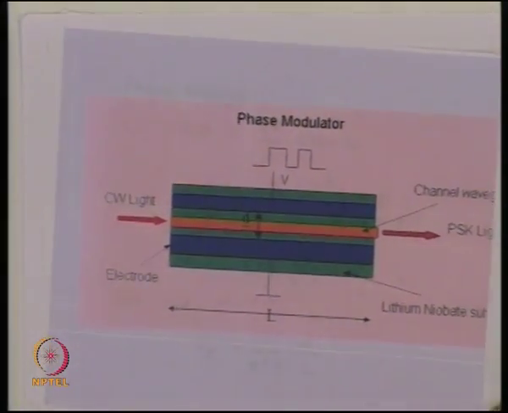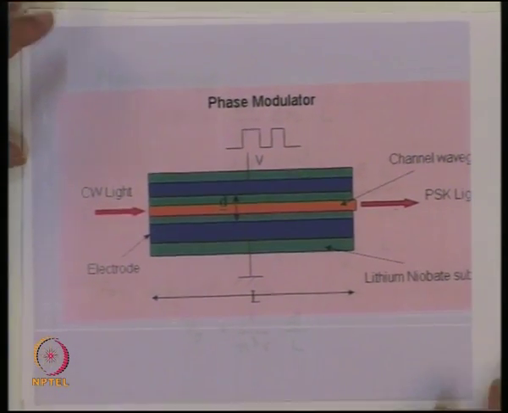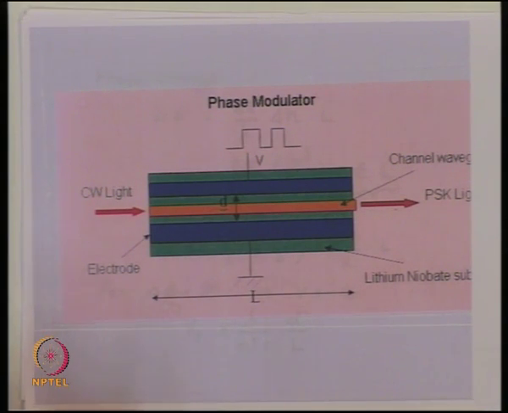So, this is the basic module which we have, which works on the principle of the electro-optic effect, and the phase of the light can be changed by application of the signal voltages across the channel waveguides.